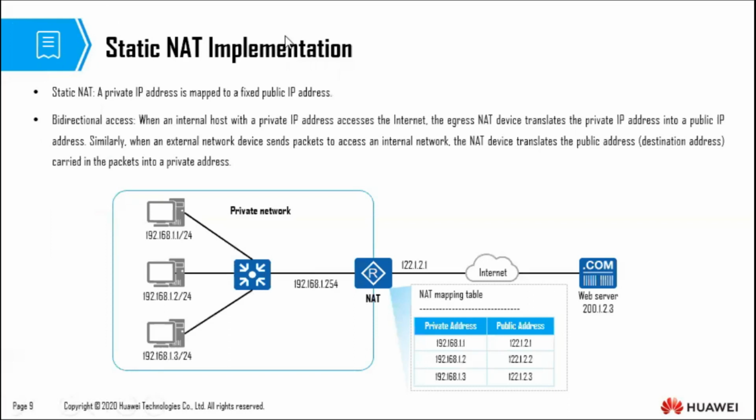So static NAT is normally referred to as one-to-one NATing. One-to-one because it maps one private address to one public address, translates one public to one private. So really, with this kind of mapping, it does not conserve public IP addresses.